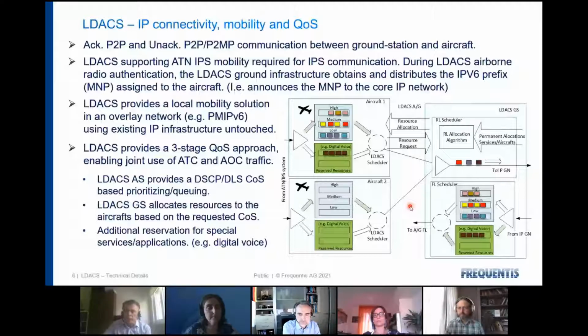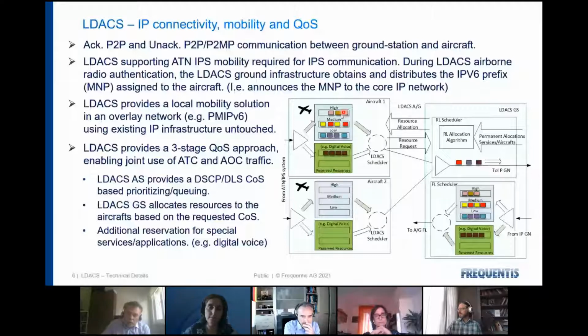On the right, in this light blue box, you see the standard queuing, the 3 queues, high, medium, and low, providing the quality of service based on the DSCP value. So this box will classify the traffic according to the DSCP value and map it to the queues. Then the LDACS scheduler will use the traffic from the high priority queue before the medium and the low. So with this, if there's a congestion in the low priority queue, it will not affect the high priority queue.